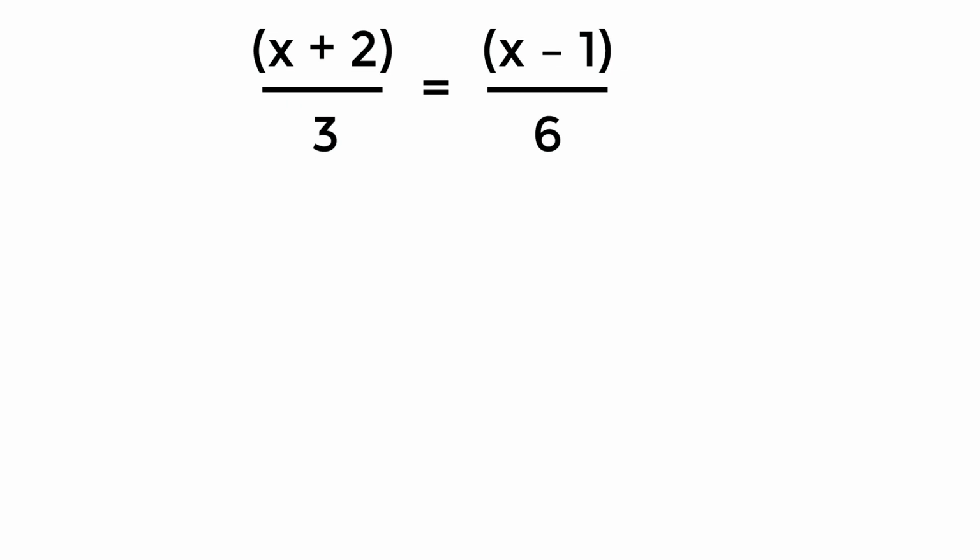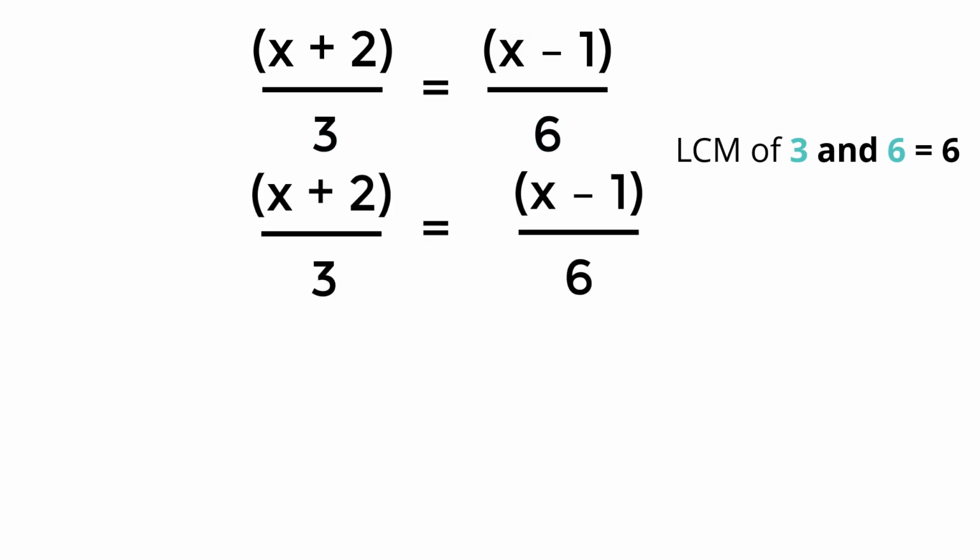First, we find the lowest common multiple of 3 and 6, which is 6. If you're unsure how to find the lowest common multiple, watch the lesson linked here before continuing. Next, we multiply both sides of the equation by 6 to clear the fractions.